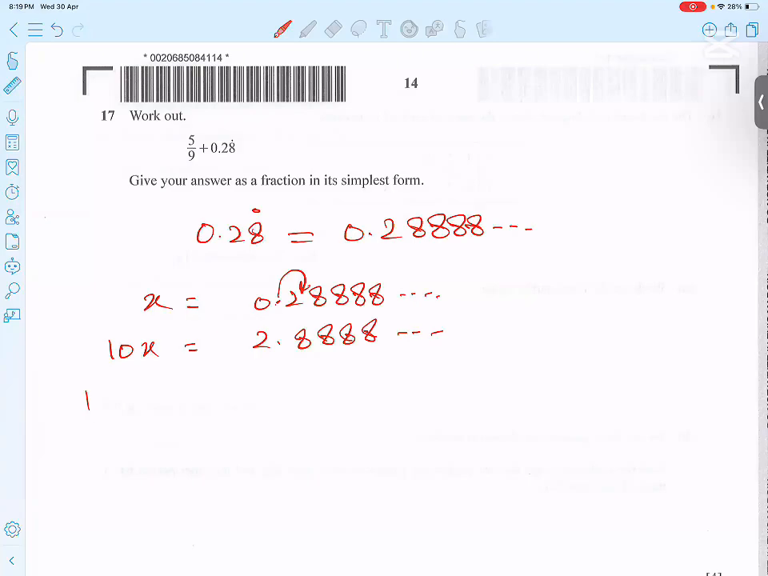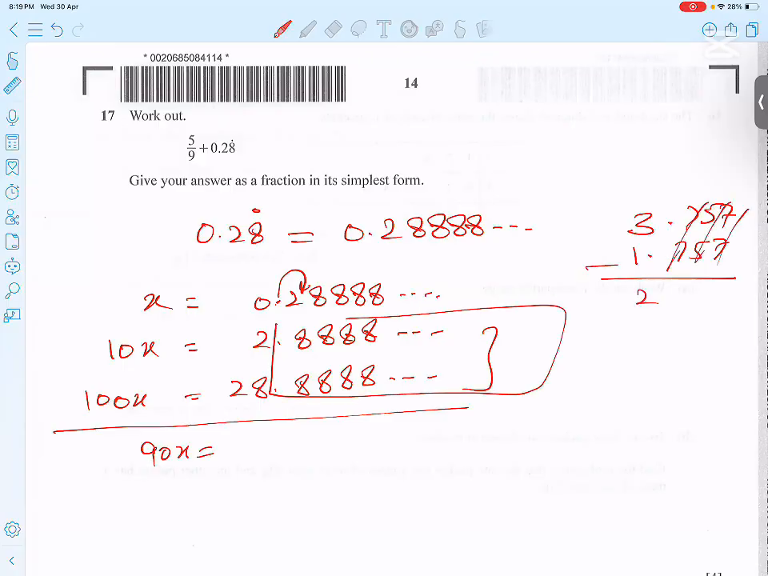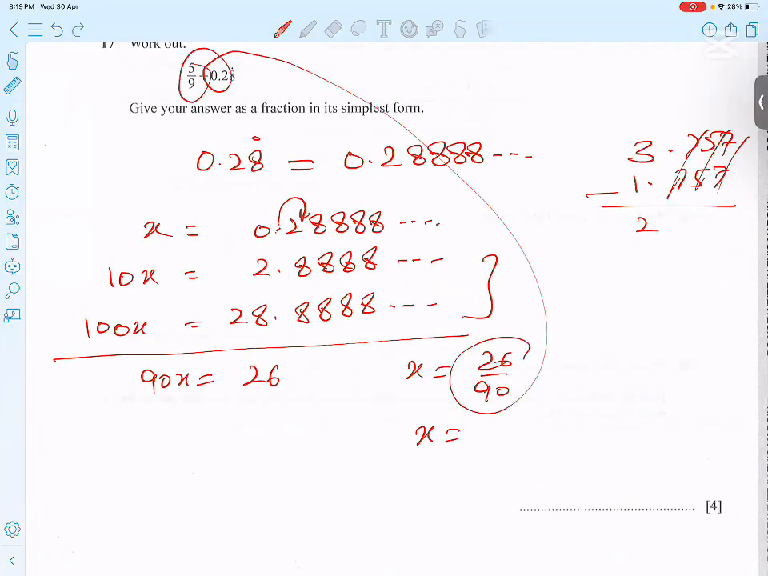And I get 2.8888. And first I multiplied, now I'm going to multiply by 100. So now two jumps means this 28 will come before the decimal. So 28.8888. If I subtract these two equations, out of 100x and 10x, I got 90x. And basically, whenever you subtract 3.757 and 1.757, all these values cancel, we get 2 only. Same here, because they totally match, they will cancel out, and I will get directly this subtraction. I got 26. And now I can say 26 over 90.